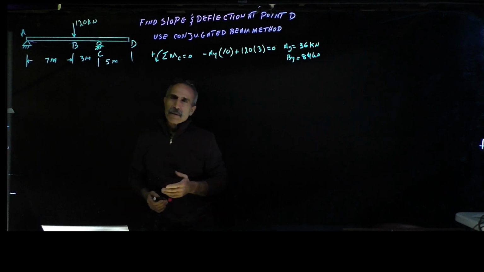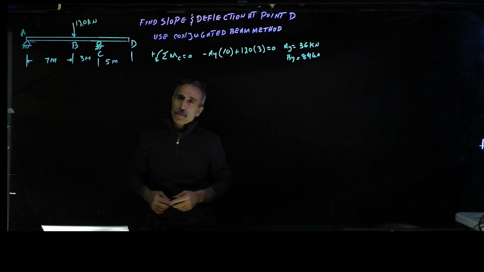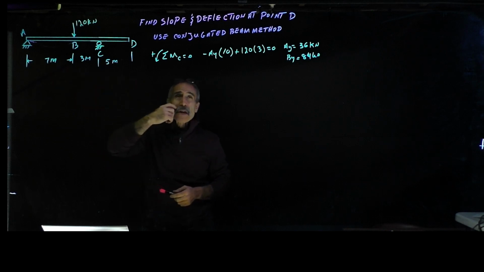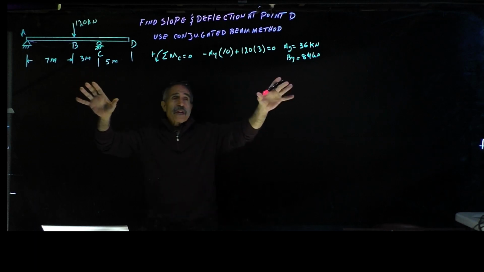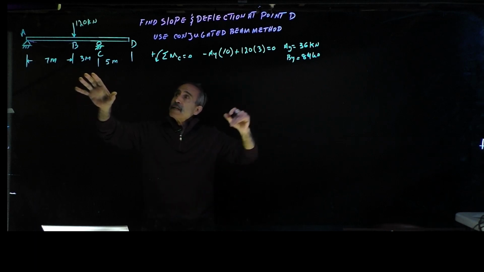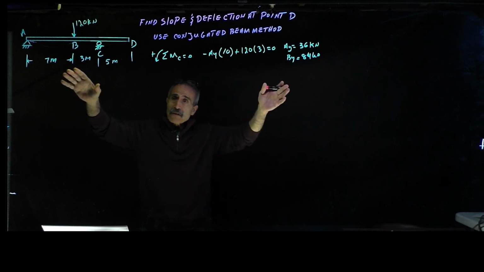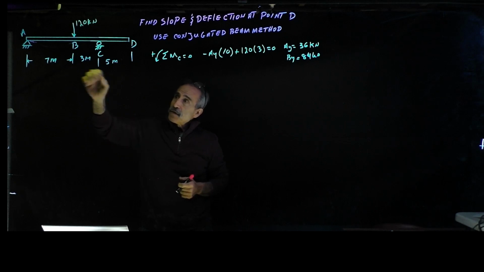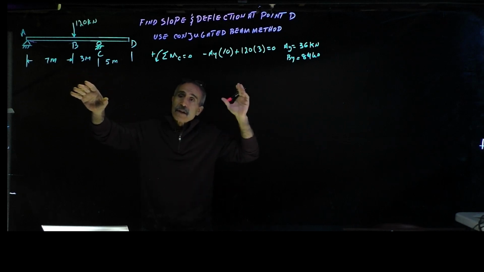The conjugated beam method is a good way to calculate the deflection and slope of the deflected shape of a beam. When you have the real beam, we produce a conjugated beam. At any point, the slope is equal to the shear of the conjugated beam, and the deflection at any point is equal to the moment at that point on the conjugated beam.